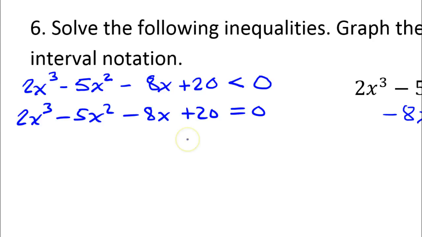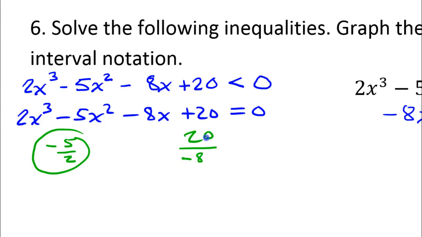There are two possibilities. I could put this in my calculator and solve it using synthetic division. Or I could try grouping. Now at a glance, grouping looks likely to work. If you look at this first pair of terms, I've got a -5 coefficient and I've got a 2. So that's -5 over 2. Keep that in mind. Now over here, if I do the same thing, I've got 20 and I've got -8. Now both of these are divisible by 4.